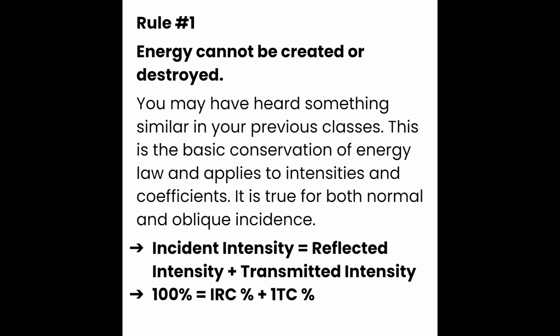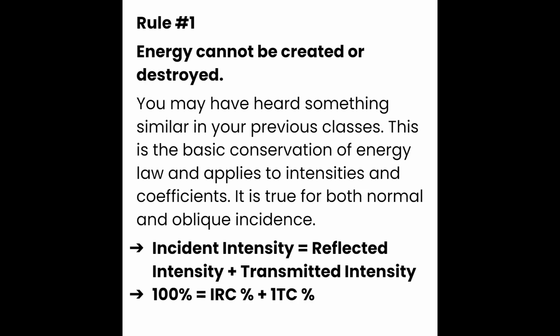So rule number 1 says energy cannot be created or destroyed. Now, you probably have heard something very similar to this in previous physics classes, because this is the basic conservation of energy law, and it's going to apply to intensities and our intensity coefficients. This rule is also going to apply to both normal and oblique incidence. Remember, normal incidence is perpendicular, 90-degree, orthogonal, where oblique was anything other than 90 degrees.